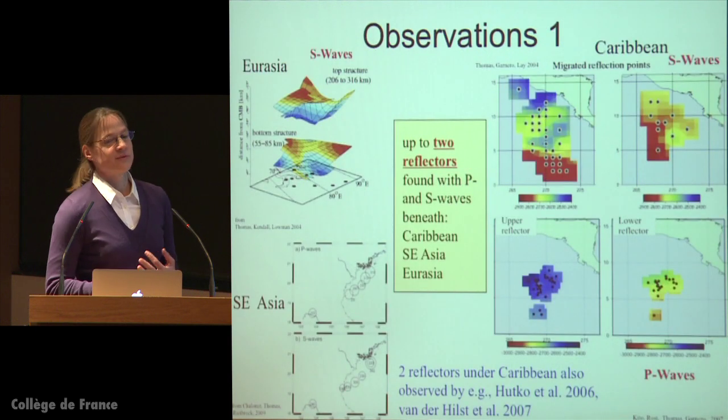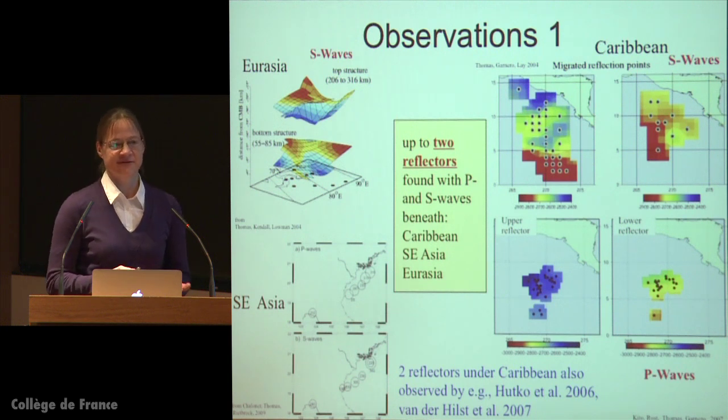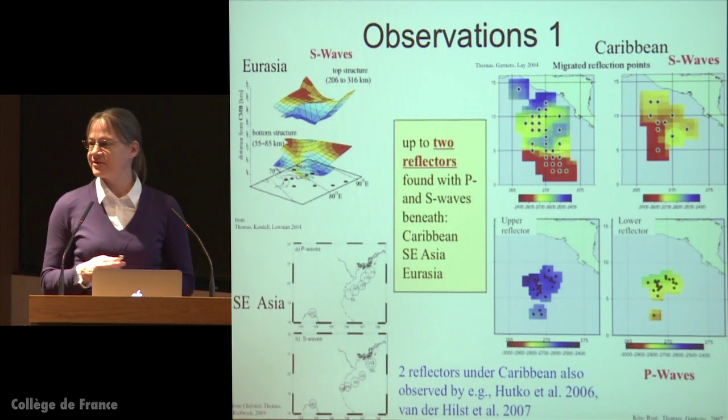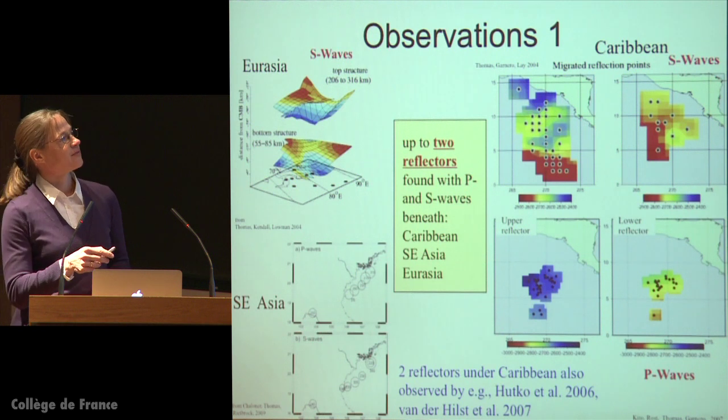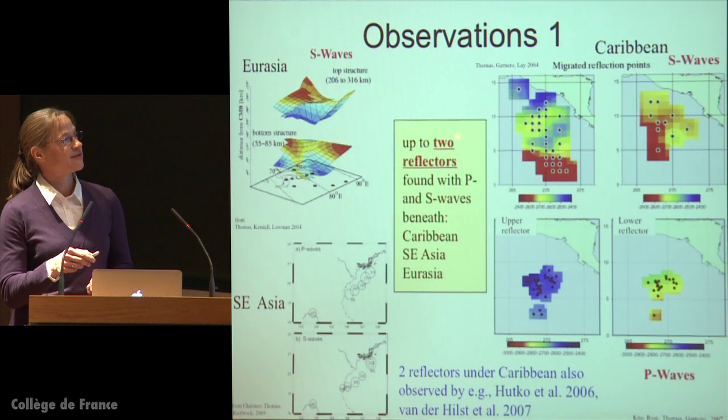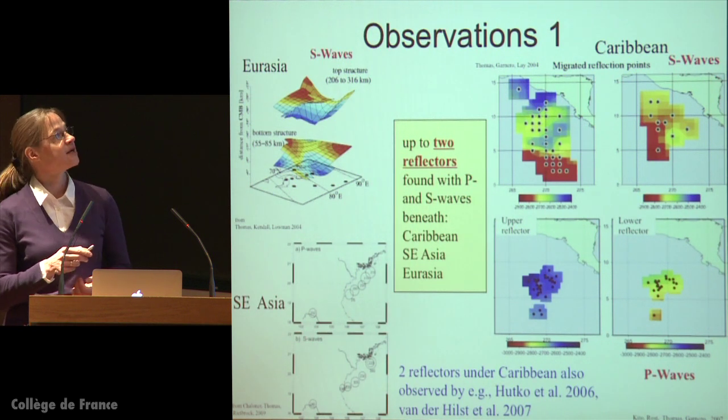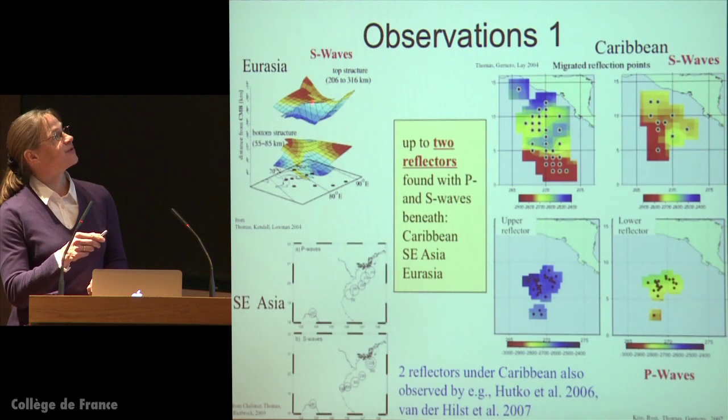Okay, so what are the observations that we have in these high velocity regions? Well, Dan already mentioned the double crossing model. So what we actually find in these high velocity regions is up to 2 reflectors. Here, this is an example from Eurasia.